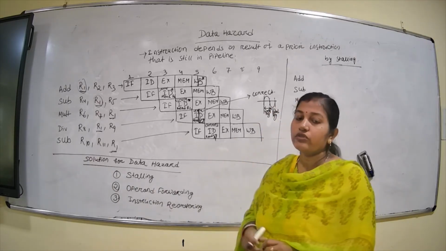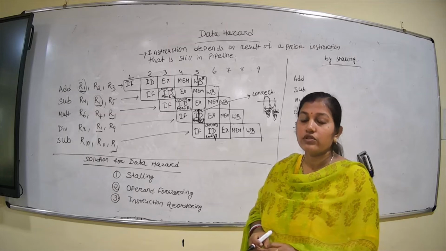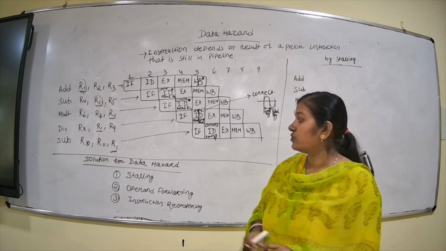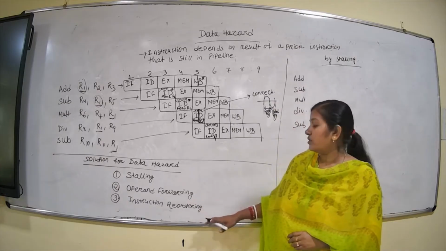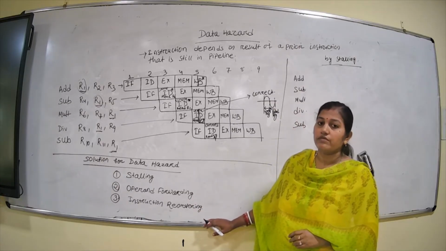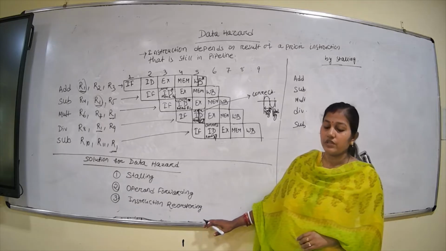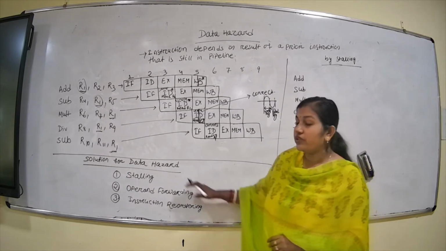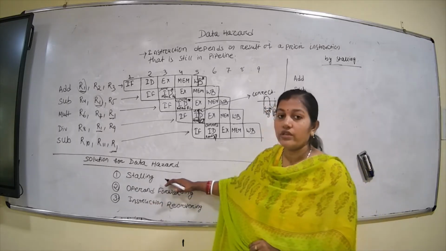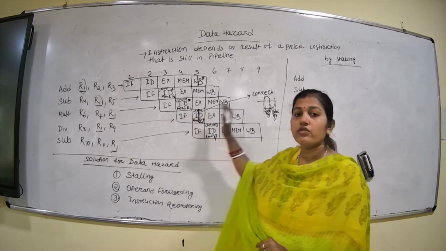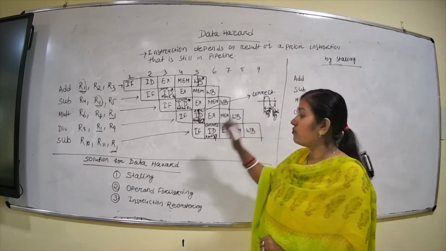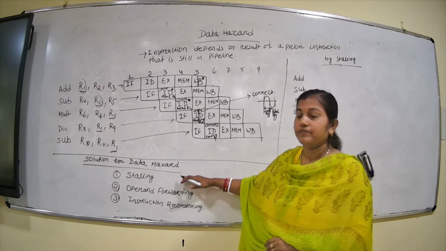So what is the solution for this data hazard? There are 3 solutions: stalling, operand forwarding, and instruction reordering. We will discuss them one by one. First, stalling. For the same instruction set, we will draw the time phase diagram using the stalling method.